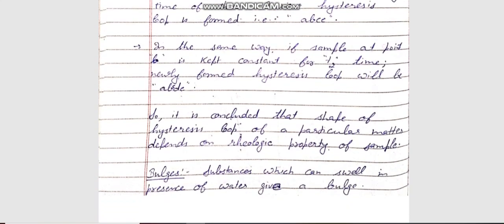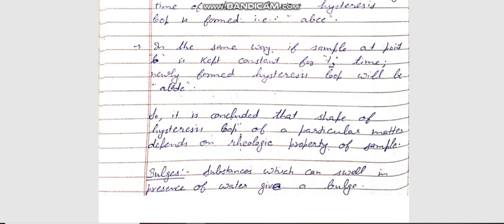In the same way, if the sample at point B is kept constant for time t2, the newly formed hysteresis loop will be A, B, C, D, E. So it is concluded that the shape of the hysteresis loop of a particular matter depends on the rheological property of the sample. Now the next topic is what are bulges.